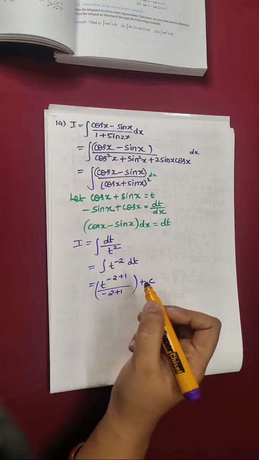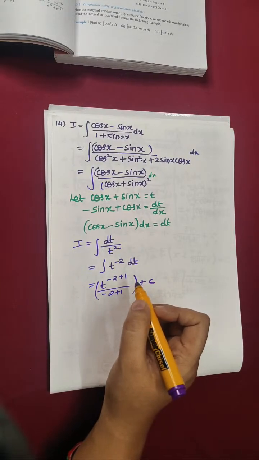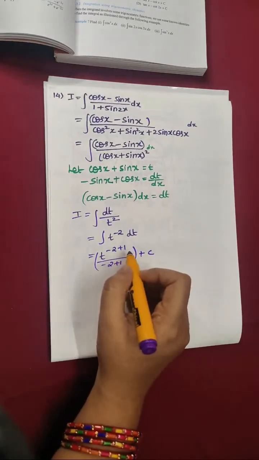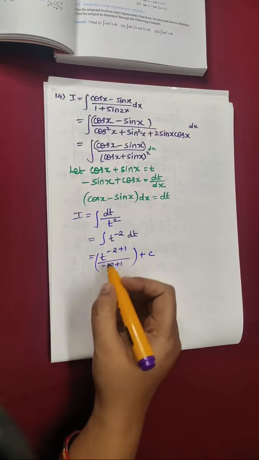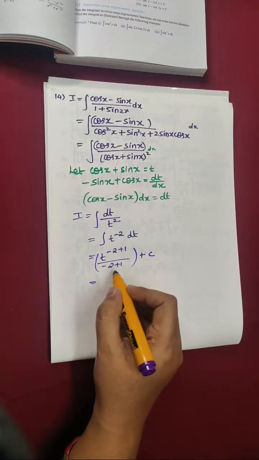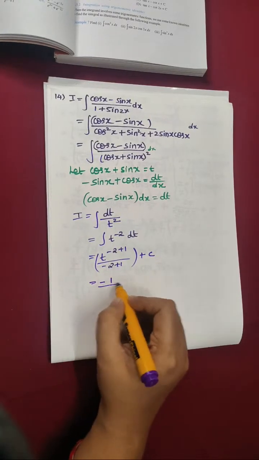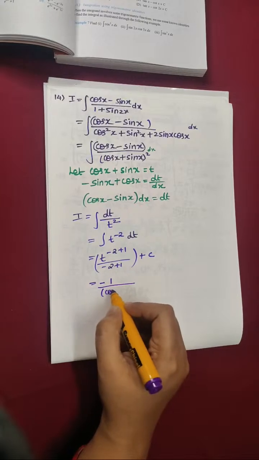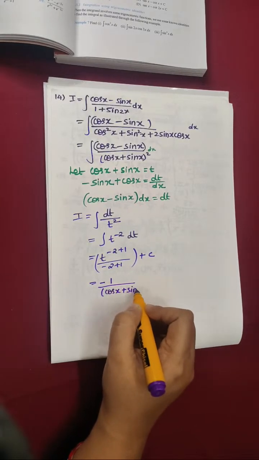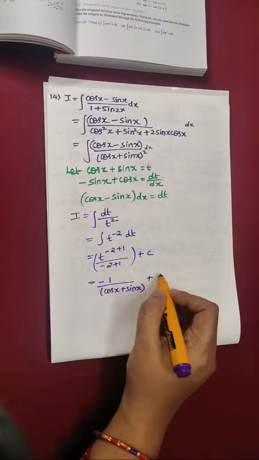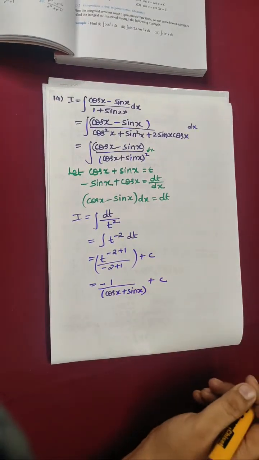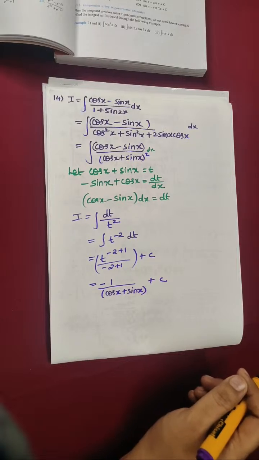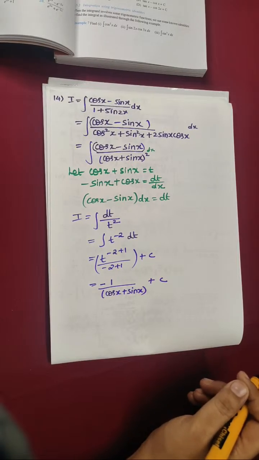I hope you all remember when we worked out the 7.2 exercise. And here, replacing t as cos x plus sin x, and since it is minus, here also the denominator has minus, so minus 1 by, in place of t it is cos x plus sin x, power 1 you can leave as it is, plus c. This is the required answer. Any doubt? Can we move on to the next question?